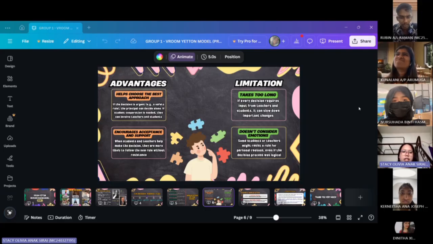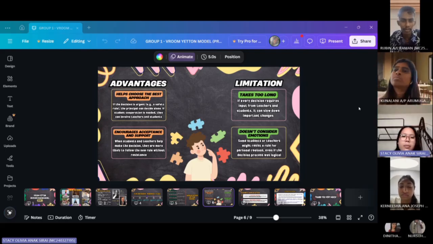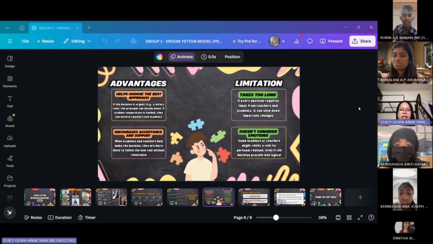The second advantage is that it encourages acceptance and support. When students and teachers are part of the decision-making process, they feel valued and respected. This makes them more likely to follow a new rule without resistance. For example, if students have decided on a new dress code, they are more likely to comply with it because they have a say in the process. This builds a sense of ownership and responsibility within the school community.